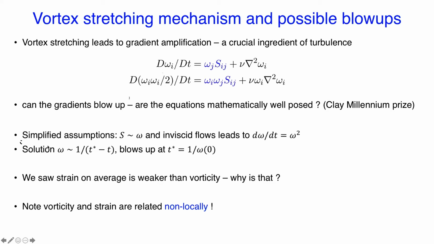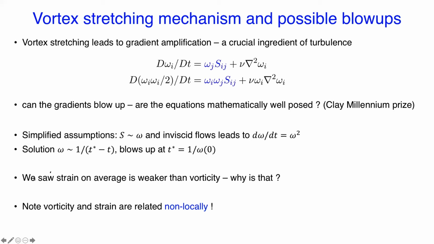And if we simply assume that strain is the same as vorticity, as we know it's not true, but just for the sake of argument, let's do that, because they are both gradients, and we take inviscid flow, then we get a very simple toy equation, d omega/dt equals omega squared, which has the solution omega goes as 1 over (t star minus t). So if t star is t, then essentially the solutions will blow up in finite time.